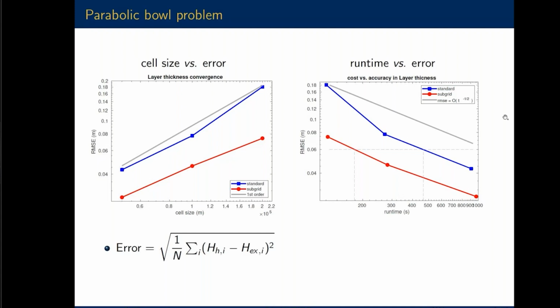On the right panel, we plot the runtime and the error. Again, blue is standard and red is subgrid. For the same grid, you can see that subgrid is a little bit more expensive than standard. When we look at the cost per accuracy, if one wants a solution with 0.06 RMS error, the standard method would cost roughly 2.5 times greater than subgrid.